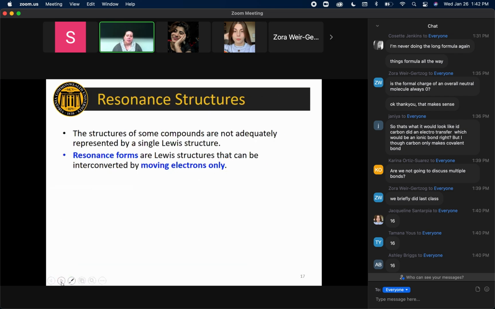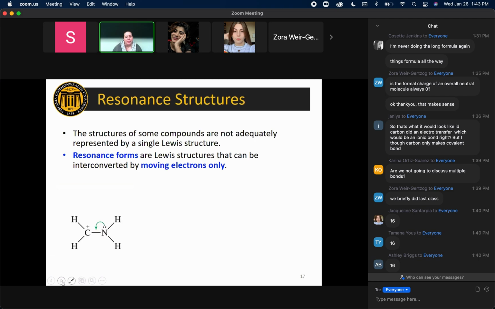Okay, on to resonance structures. What do we do if we can draw more than one legitimate Lewis structure for a compound? Well, we use them all. And so that's really the basis of resonance structures. Resonance forms, by definition, are Lewis structures for a molecule that can be interconverted by moving only electrons. That means you're not allowed to move the nuclei of the molecules. You can only move around the electrons.